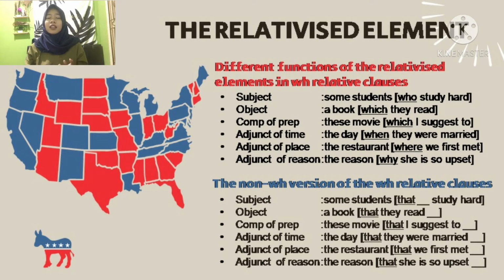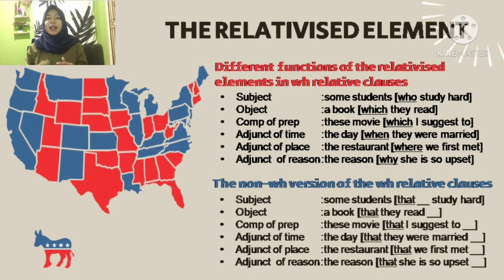Different functions of the relative element in WH relative clauses are illustrated here. The relative element can be the subject in the relative clause, such as some students who study hard. Inside the brackets, who here is the relative element filling the subject function. So, who here is the subject of study.